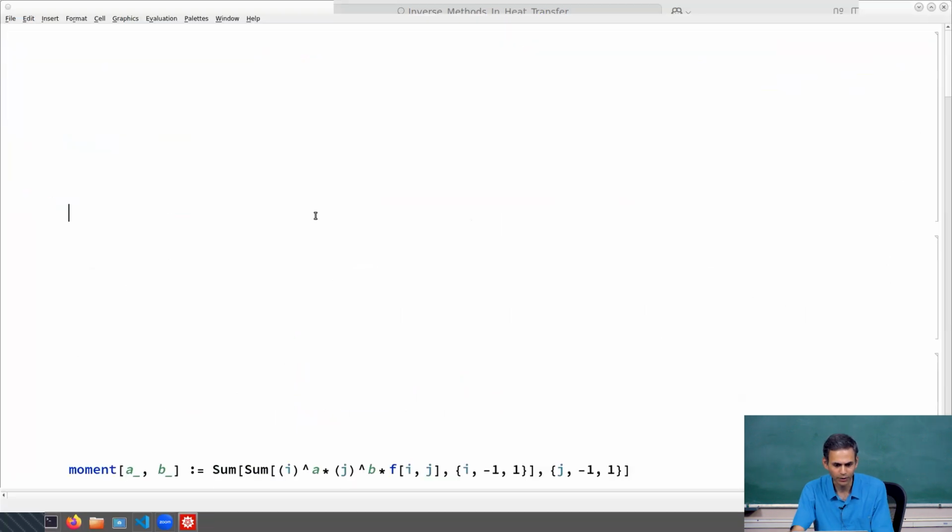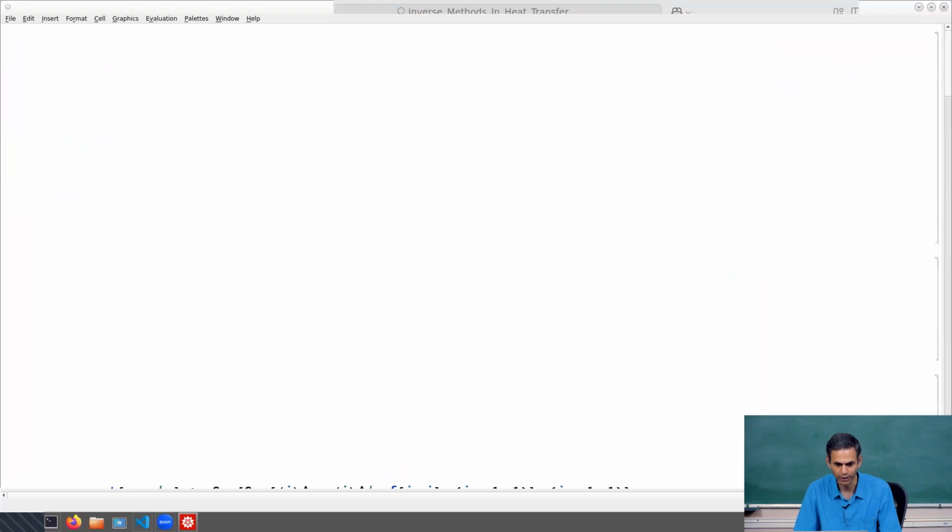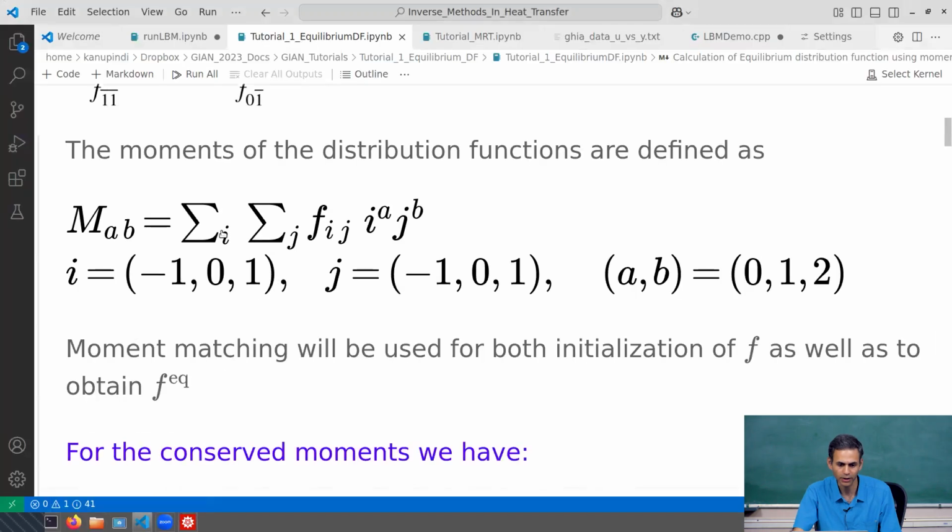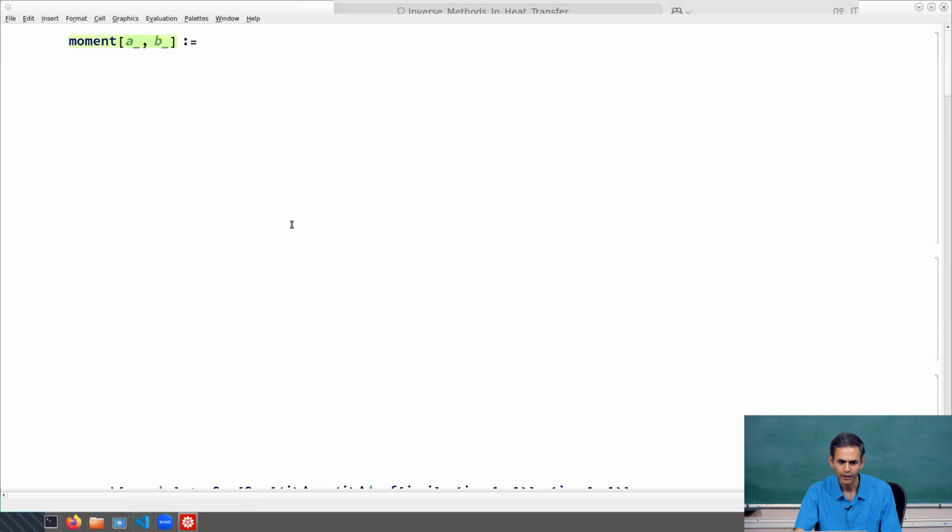Okay, I have something up here. Let me write this again, just to be clear. So we have moment a underscore comma b underscore. That is the moment I want to define, which is basically equal to the summation over i and summation over j of fij, ci to the a and cj to the b. I'm going to type a few things initially, then I have things that I have already typed up which I'm going to reuse here.